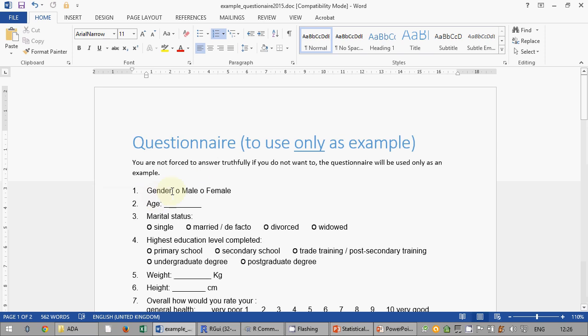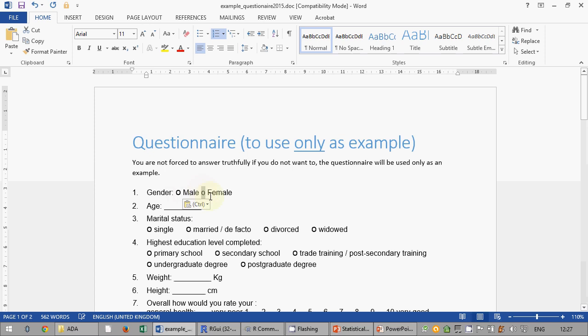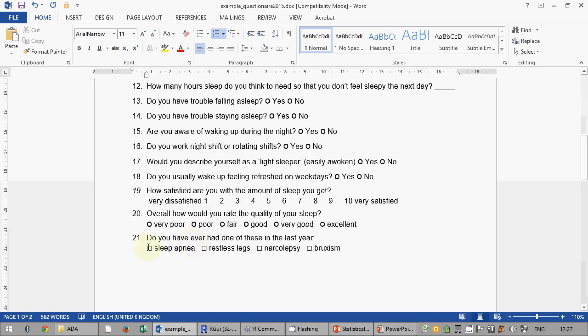Gender, male or female? Well, this is a nominal variable. It divides your sample, the people who answer, into two categories, the male and the female one. Can you notice, please, that there is a circle here? Traditionally, the circle, let's make the circle more evident. Okay. Traditionally, the circle means only one answer is possible, while the square means more than one answer is possible.